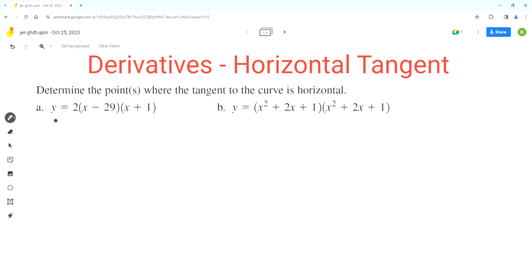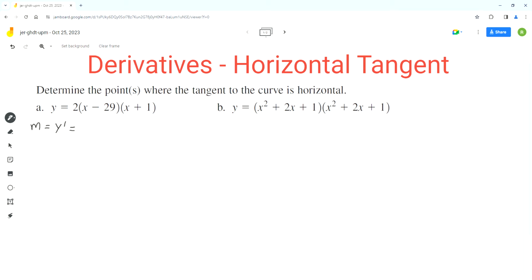So we'll do the analysis for both of these given functions. Let's start with the first function. The first function is y equals 2 times x minus 29 times x plus 1. Now we can find the slope of the tangent by finding the derivative of this function. That's the first step. So we can write m, which is the slope of the tangent, is equal to y prime.